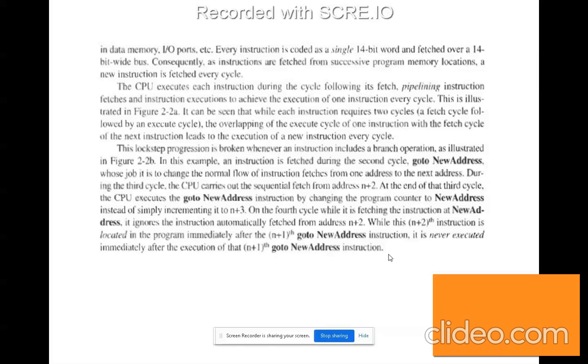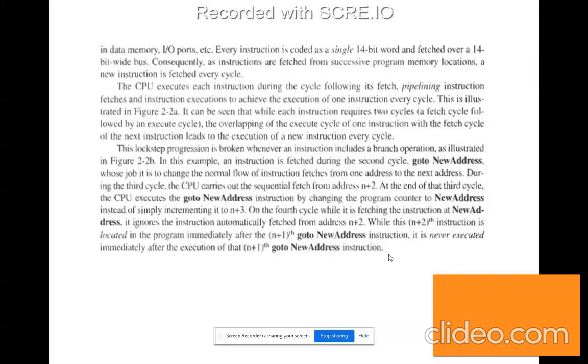What are the processes involved in execution? Fetching and then execution: fetch, execute. While you are fetching the second instruction, the first instruction will be executed, so that each instruction takes only one cycle. This is the pipelining technique, applied here. The CPU executes each instruction during the cycle following its fetch. Pipelining instruction fetches and instruction execution achieves the execution of one instruction every cycle. This is illustrated in the diagram.